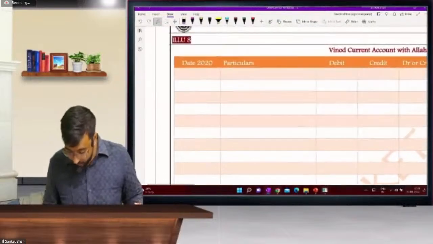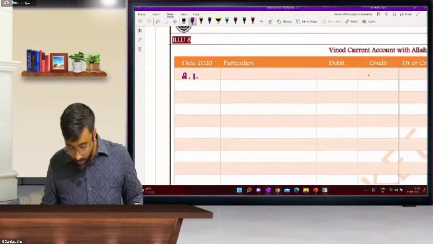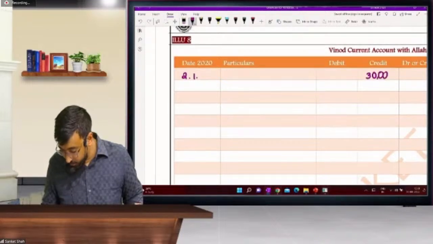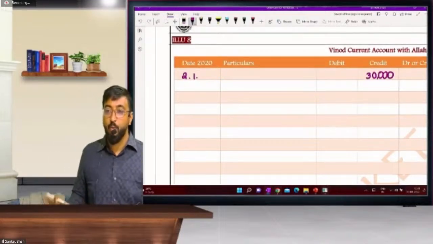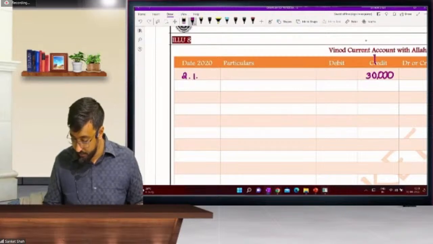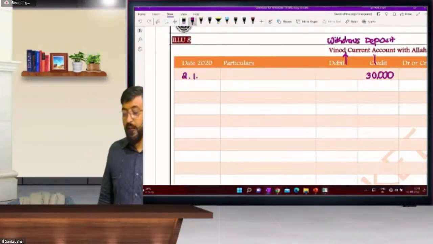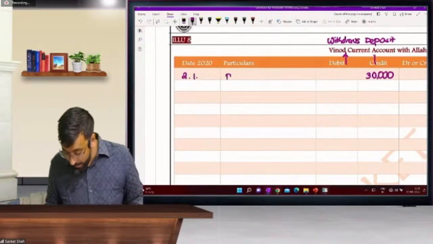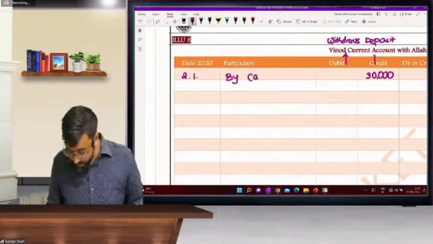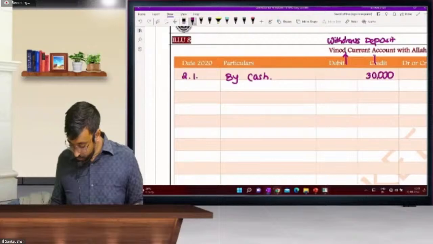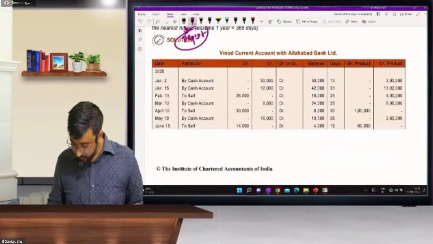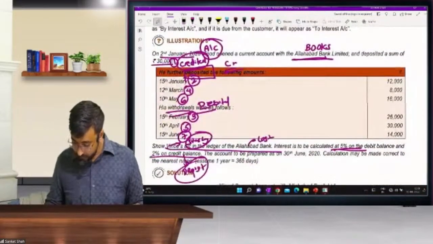Now, first line by line, second Jan. How much amount is credited? 30,000. So first I will deposit the amount. So credit means deposit. So we know the account is credited. And when he withdrew, then debited by cash. 30,000.